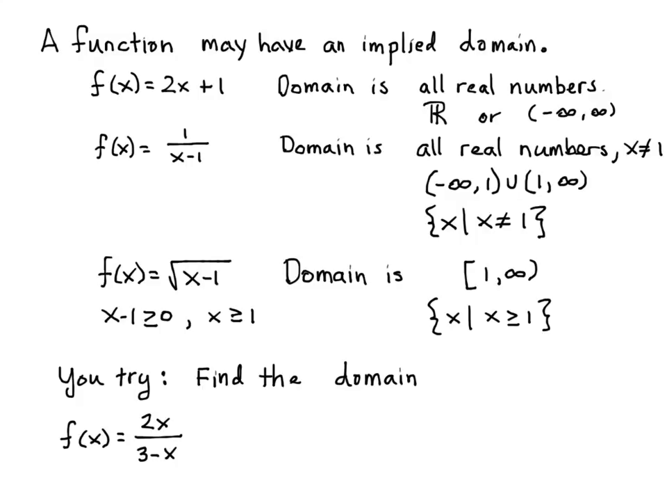So if we relook at this function that I'm asking about now, f at x equals 2x over 3 minus x, where are we going to run into trouble? Well, we don't have any square roots, so we're not going to run into any trouble there, but we have a division, so we know that the denominator can't be 0, right? So if the denominator can't be 0, then 3 minus x can't be 0. So what's the value of x? It's 3, right? Because 3 minus 3 is 0.